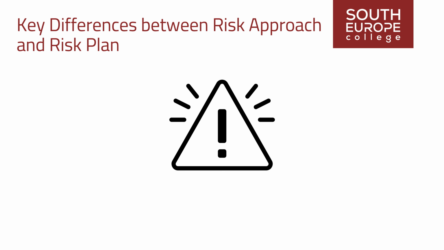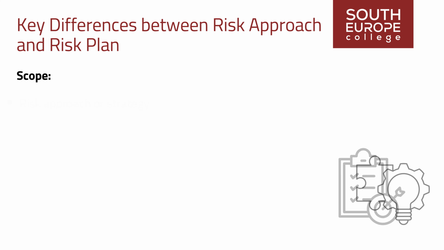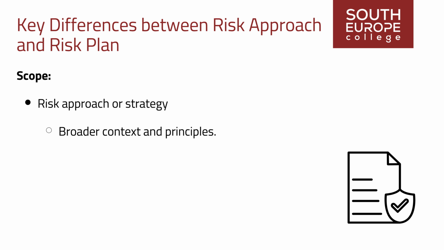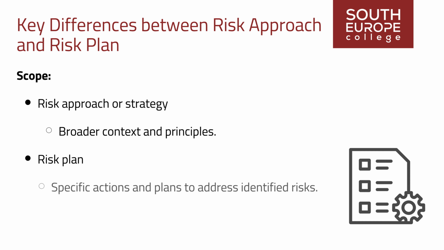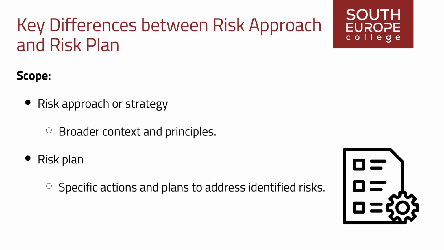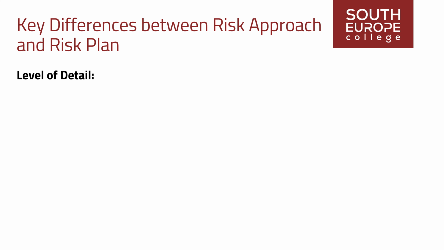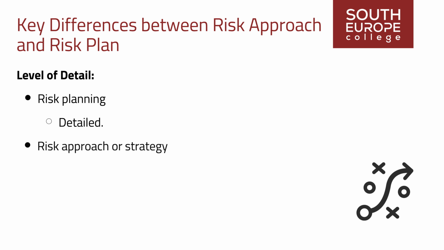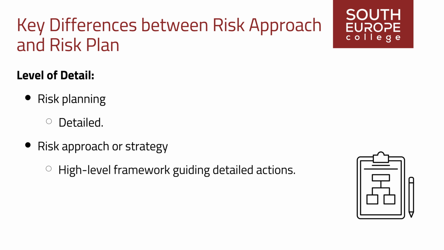We can summarize the key differences between risk approach and risk plan in three main areas. Scope. The project risk approach or strategy sets the broader context and principles for risk management across the project, while risk planning focuses on the specific actions and plans to address identified risks. Level of detail. Risk planning involves detailed planning and actions to address specific risks, whereas the risk approach or strategy provides a higher-level framework guiding these detailed actions.